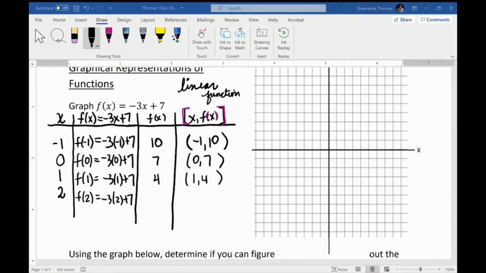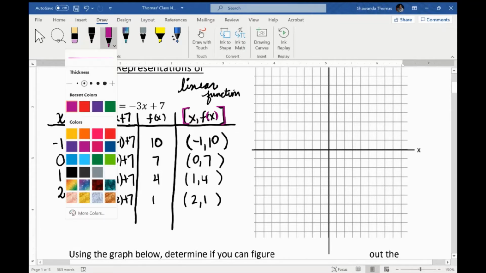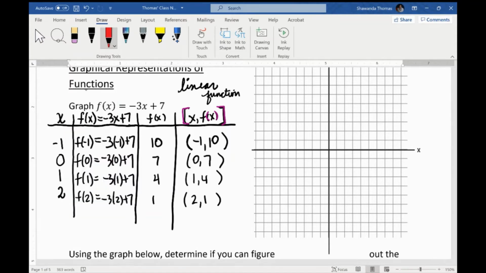Is it 1? All right, because -3 times 2 is -6 plus 7. 1, and the corresponding point? 2, 1. 2, 1. So we're going to plot these points. I'm going to change colors over here. All right. Let's plot the first one.